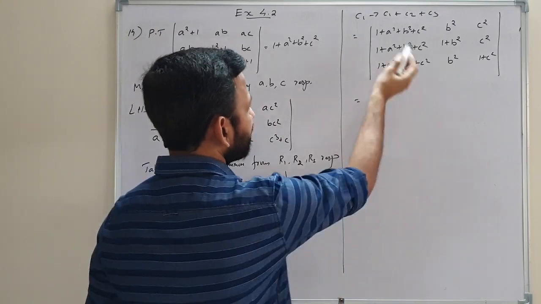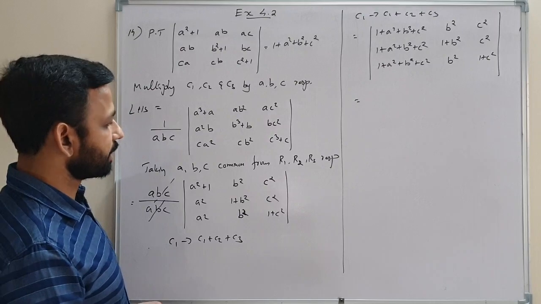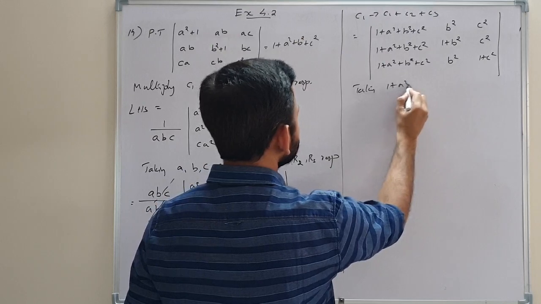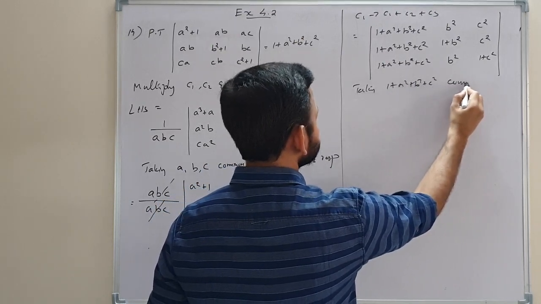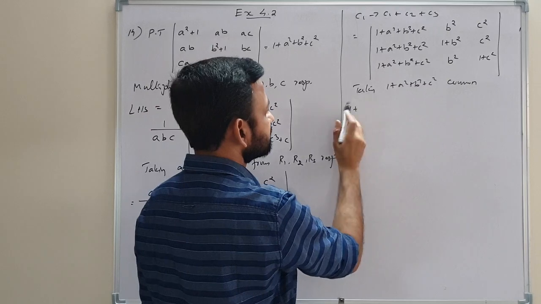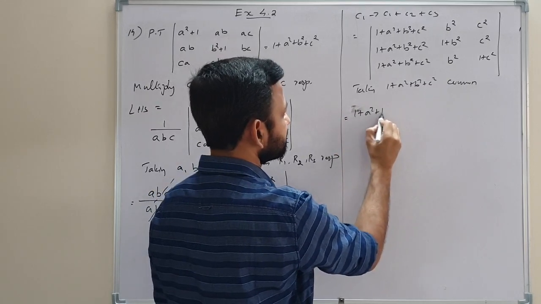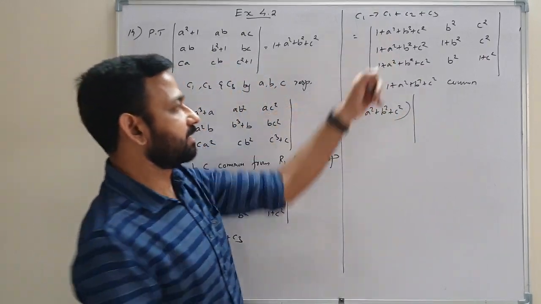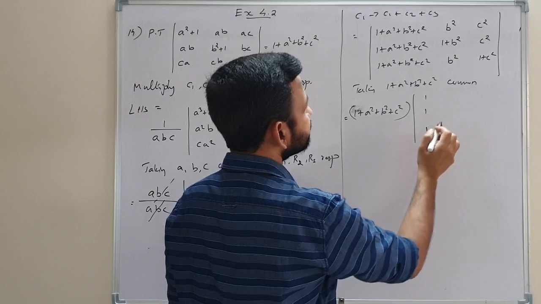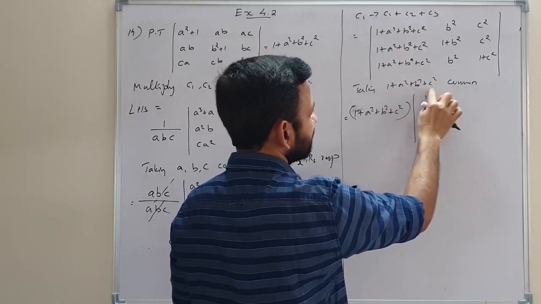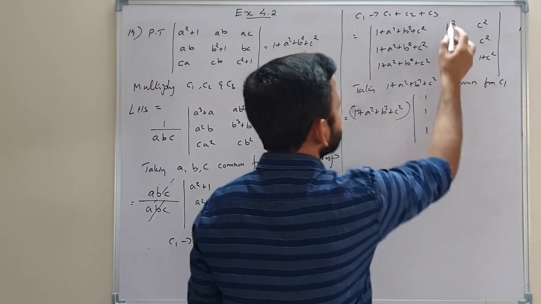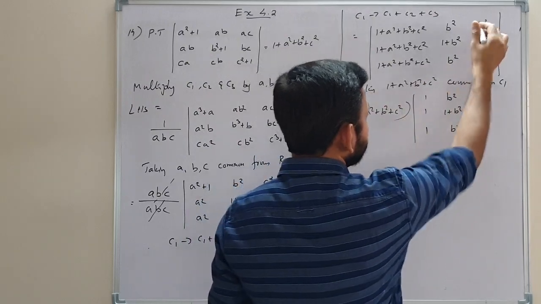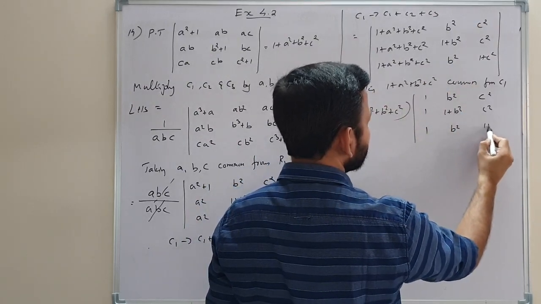Now we can take 1 plus A square plus B square plus C square common. We will keep it in a bracket, and here it will be 1, 1, 1. We are taking 1 plus A square plus B square plus C square common from C1. Then B square, 1 plus B square, and here C square, 1 plus C square.